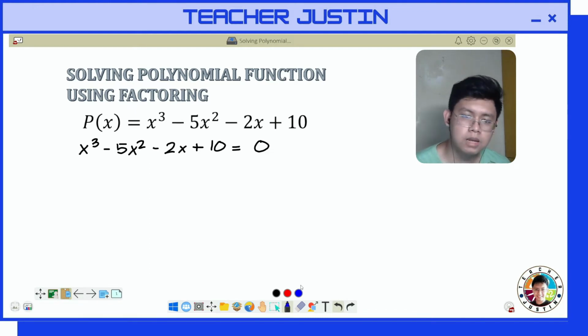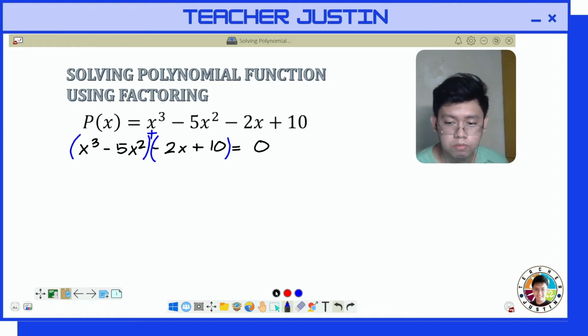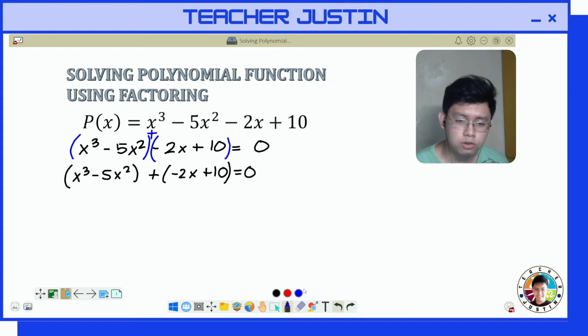Then our next step is to apply factoring by grouping. So we will group our first and second term, third and fourth term. And between them, we will insert the addition symbol to separate the first group and the second group. So let's rewrite this. Okay, so after grouping, our next step is to apply common monomial factoring for each group.